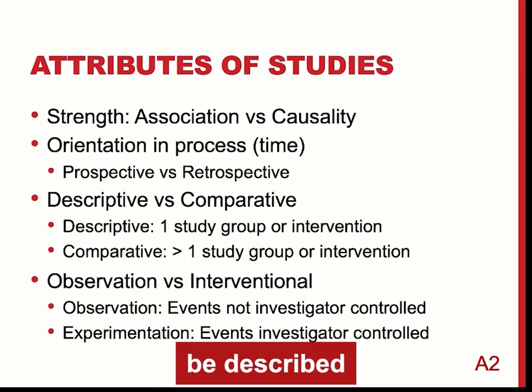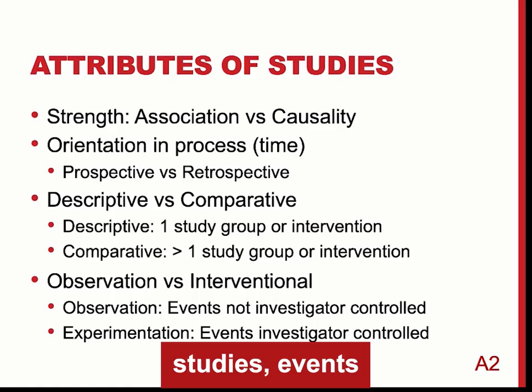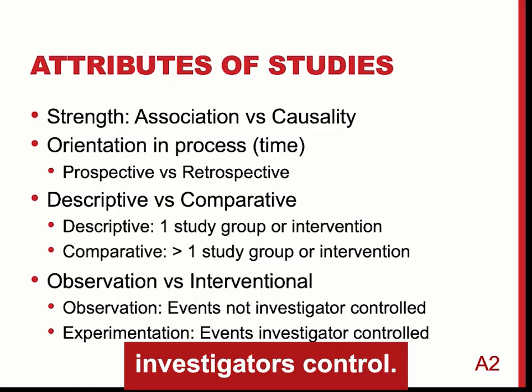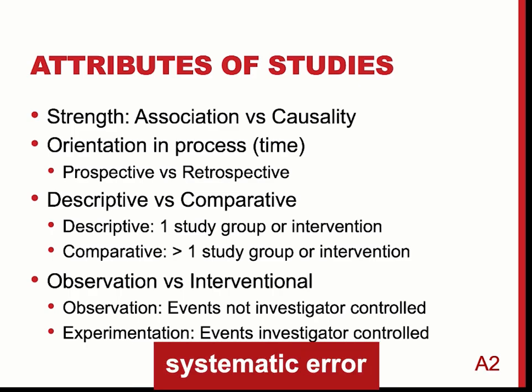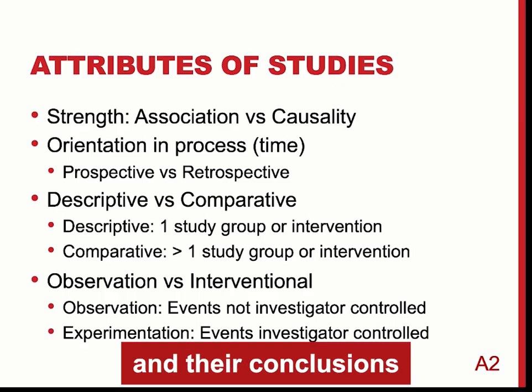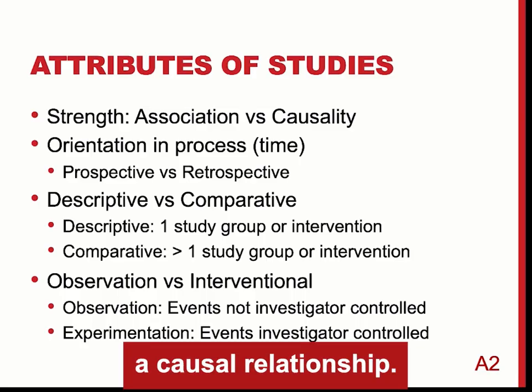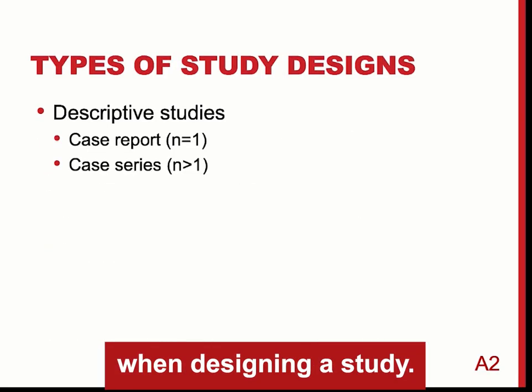Studies can also be described as observational or interventional. In observational studies, events are not under investigators' control. In interventional studies, investigators can control events and utilize methods to limit systematic error or bias. This is why interventional studies are considered a higher level of evidence, and their conclusions are more likely to represent a causal relationship. There are several study designs available when designing a study.